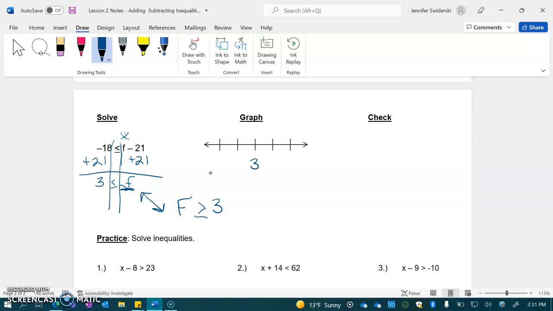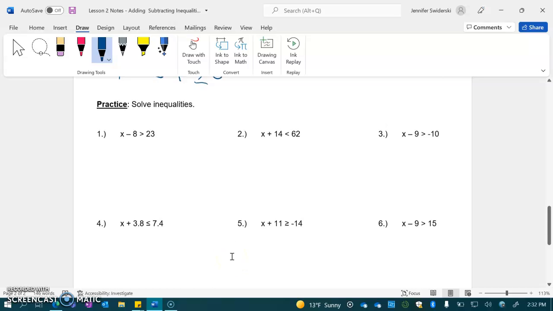So let's go ahead and graph this. We have 3, 4, and 5, and 1, 2, and 3. My circle, will it be open or closed? Well, closed, because it's or equal to. And my arrow is going to the right. Pick a number. I'm going to say 10 because that would make that statement true. Plug it into your original inequality. We have negative 18 is less than or equal to 10 minus 21. We get negative 18 is less than or equal to negative 11. Is negative 18 less than or equal to negative 11? Yes, so I know my statement is correct.